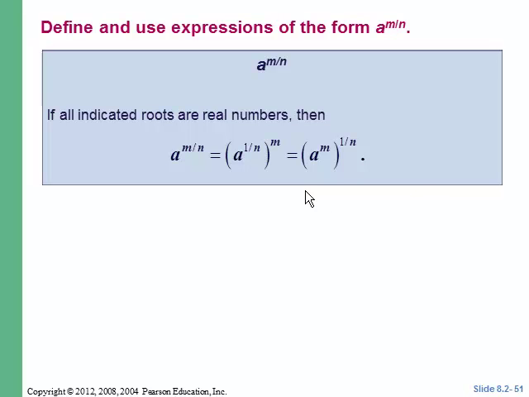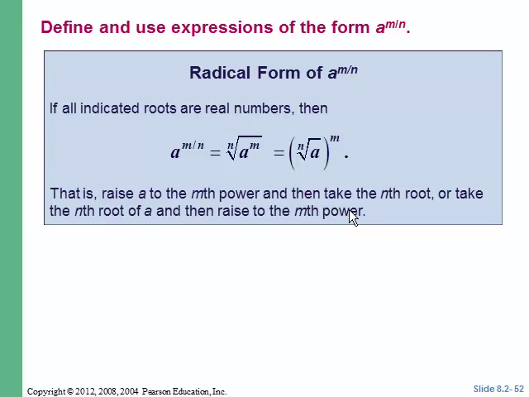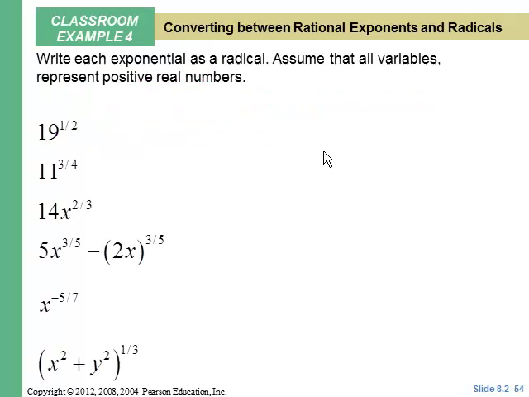Okay, so it doesn't matter which way we do it when we see m over n. If all the roots are real, then a to the m over n is, you notice the m goes on the inside of the radical and the n becomes the index. Or we could take the nth root and then raise it to the mth power. It doesn't matter which way you do it. Whichever way makes it easier to do.